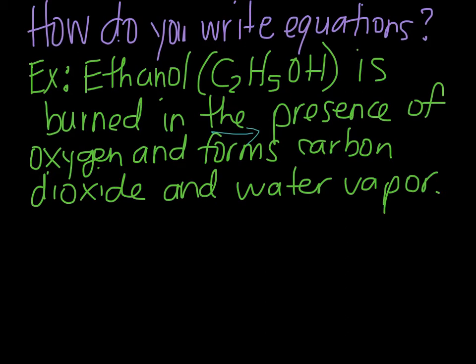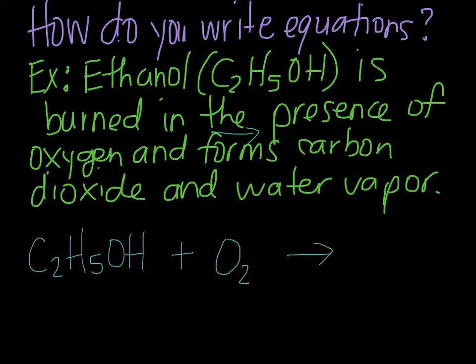So it gives us the formula for ethanol, thank goodness, because I'm pretty sure you don't have that memorized. So you write C2H5OH is burned in the presence of oxygen. So that means it's with oxygen. It's another reactant. Oxygen is one of your diatomic elements, so it's not just an O, it's an O2. So that forms, so now you're going to write your yield, carbon dioxide, so that would be CO2, 1 carbon, dioxide being 2 oxygens, and water vapor. Hopefully we know the formula for water, H2O.